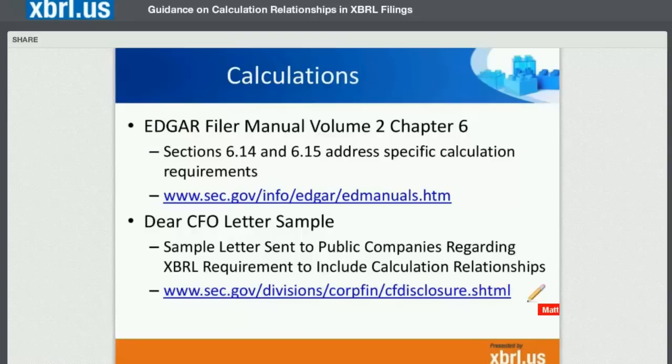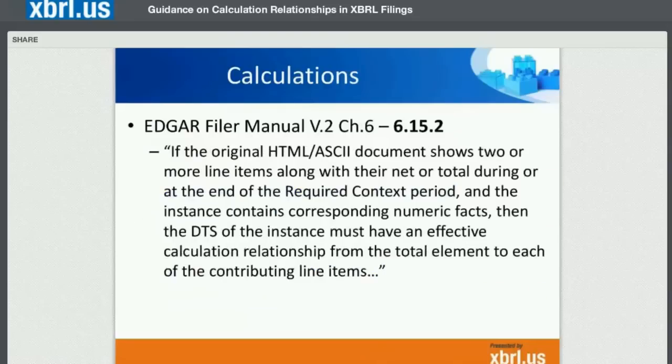Now to the main calculation requirement. In the Edgar Filer Manual, item 6.15.2 states that if the original HTML or ASCII document shows two or more line items along with their net or total during or at the end of the required context period, and the instance contains corresponding numeric facts, then the DTS, or in this case, really the company taxonomy, of the instance must have an effective calculation relationship from the total element to each of the contributing line items.